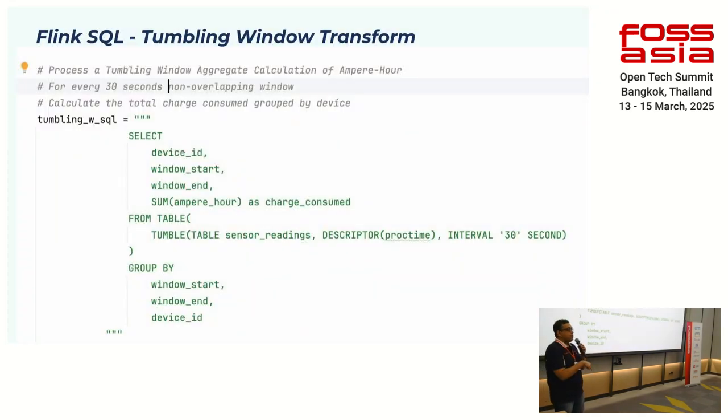Can I do the same thing with Flink SQL? Absolutely, yes. Both produce the same explain plan, as I told you. This is the same thing I did with the Python Table API, now using Flink SQL, which is ANSI SQL compliant. Here I'm grouping by the device ID, and I'm doing a sum of one of the parameters called ampere hour as charge consumed.